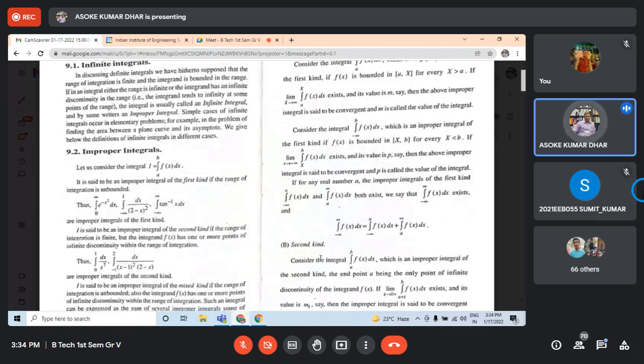Similarly, second type, lower bound infinity, minus infinity to b. Please repeat and write that, I didn't understand.